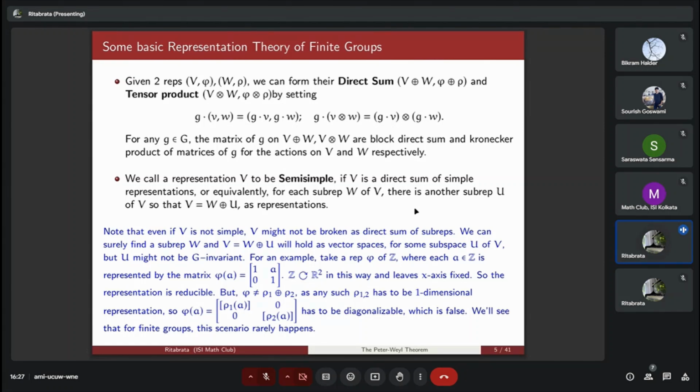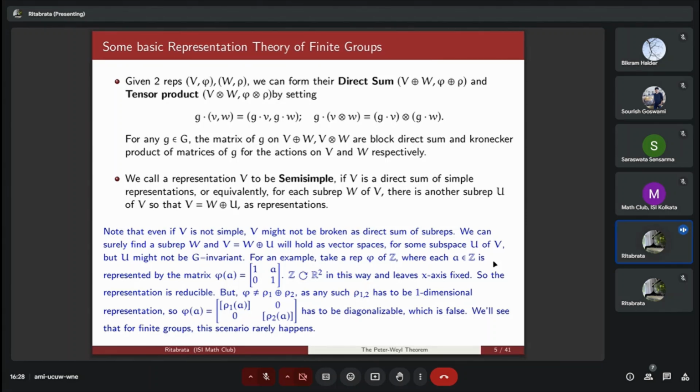In this case, our group will be the additive group of integers Z, and we'll try to represent each integer by a matrix. We'll let Z act on R^2, or equivalently C^2, in the following way. Each integer a acts as the matrix (1 a; 0 1), as given here. You can see that it leaves the x-axis fixed. If you take any (x, 0), it maps (x, 0) to (x, 0). So it has an invariant subspace, so it is not simple.